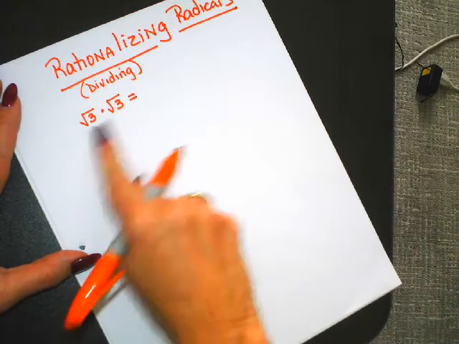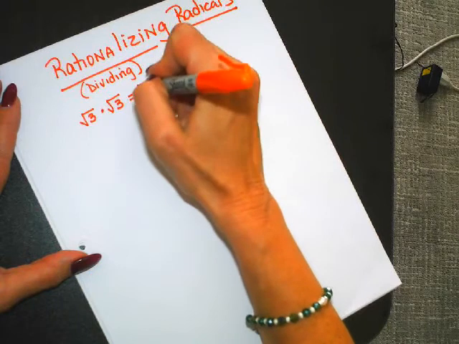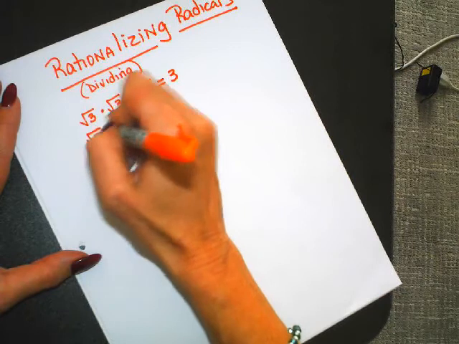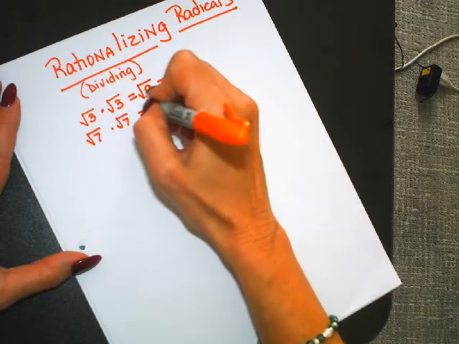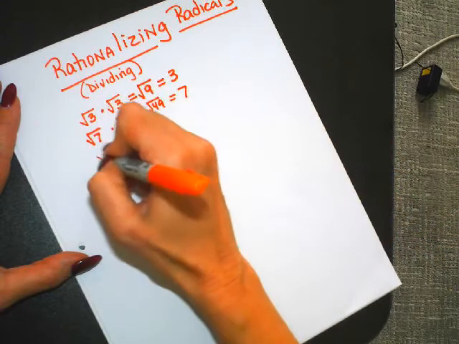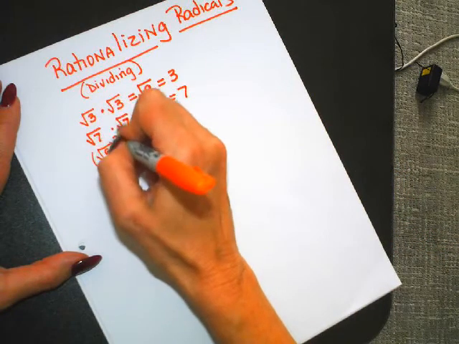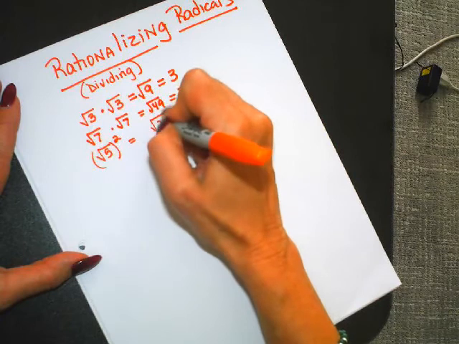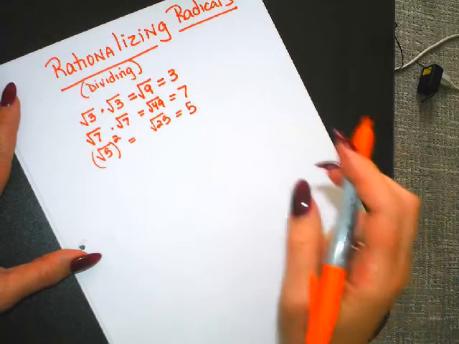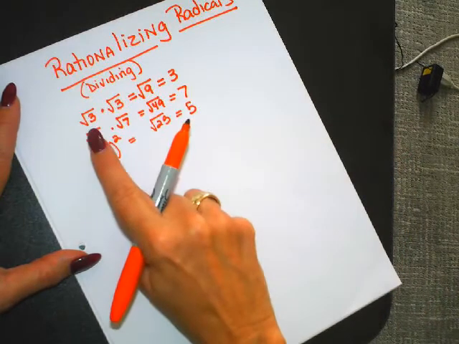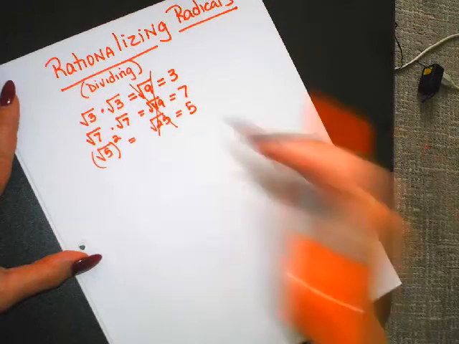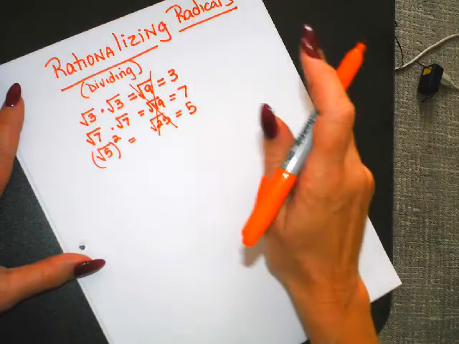Radical 3 times radical 3 is radical 9, which is indeed 3. If you have the square root of 7 times the square root of 7, you get the square root of 49, which is 7. If you have the square root of 5 squared, it's going to be the square root of 25, which is just 5. So I think you can see the pattern that's emerging. Whenever you multiply a radical by itself, you can eliminate the radical and just get the number under the radical sign. That's with anything.